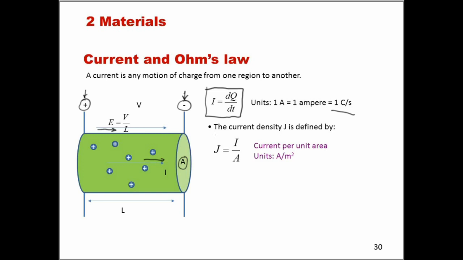Now, from the definition of current, we can also define the current density, which is simply the current intensity over the area that this current is flowing through. So J is I over A, and the unit of J is ampere per square meter.